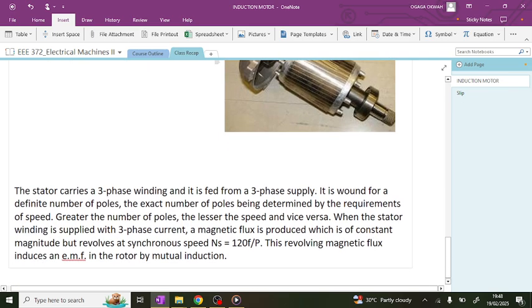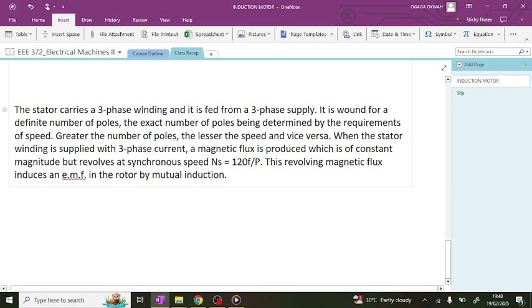For our stator, it carries a three-phase winding and it is fed from a three-phase supply. It makes sense, since it's a three-phase winding, to have a three-phase supply. Now, it is wound for a definite number of poles, the exact number of poles being determined by requirements of speed. You consider the required speed to get the number of poles. The greater the number of poles, the lesser the speed, and vice versa.